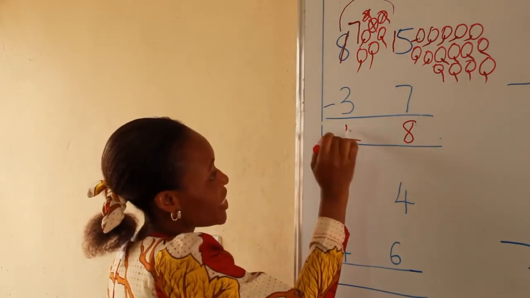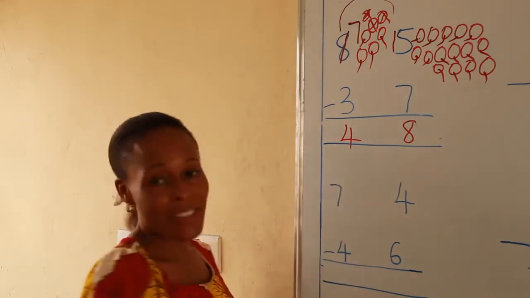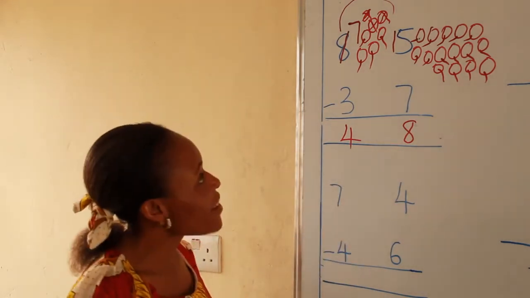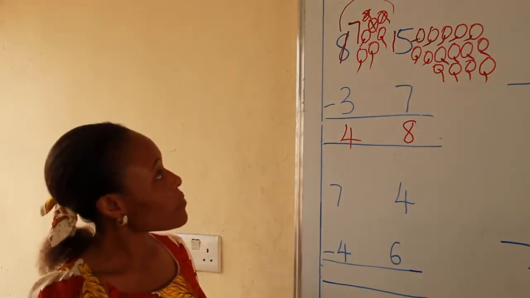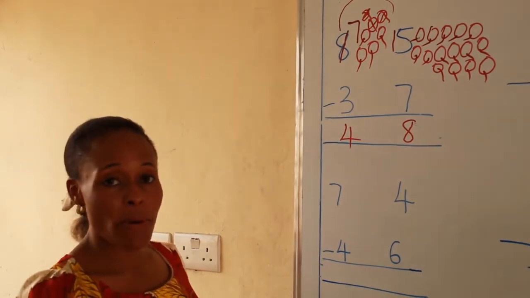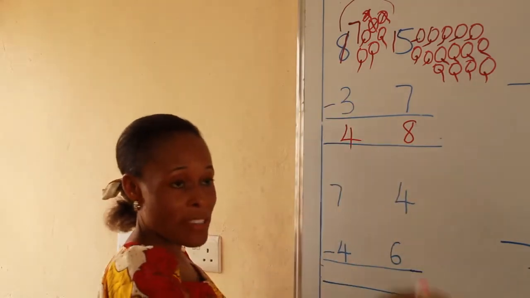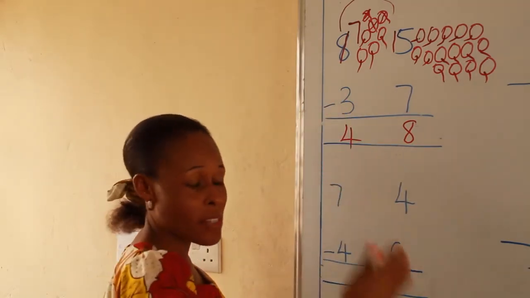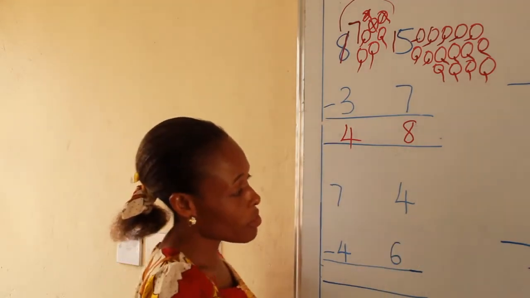It's here. Good children. So the answer is 4 and 8, which is 48. Good. So let's go to the next one. Now, children, whenever you're subtracting your numbers, do not forget that you must always start from the right-hand side. Always start from the right-hand side. So we are going to start from this other side.